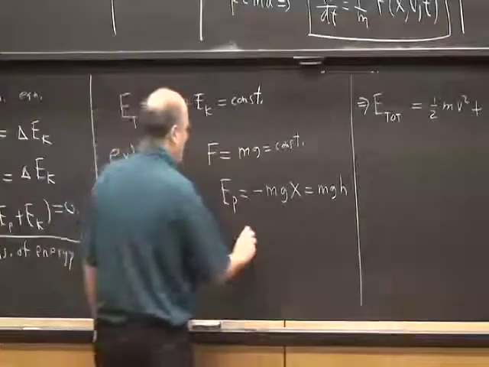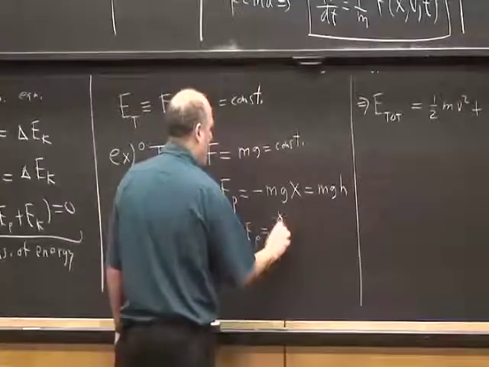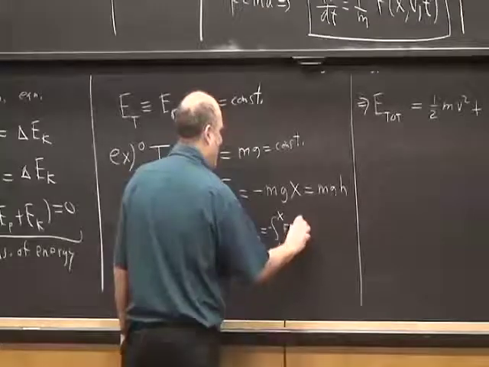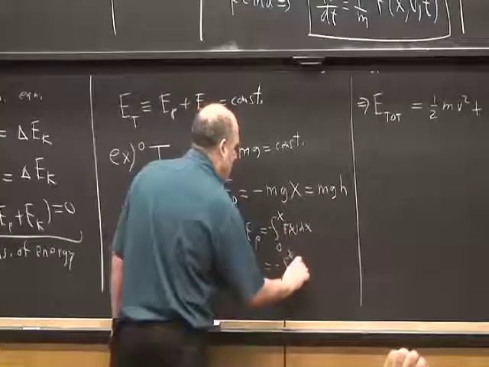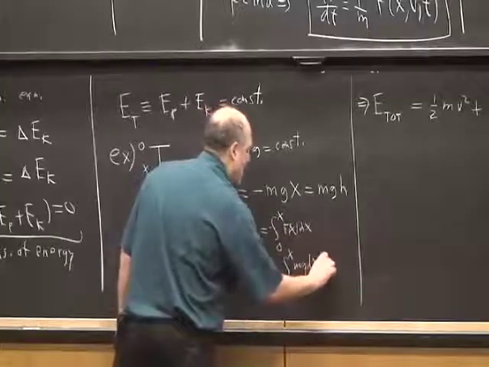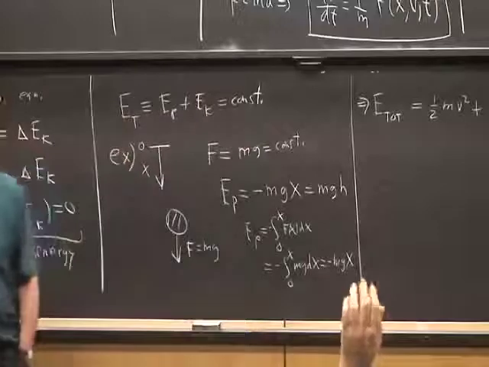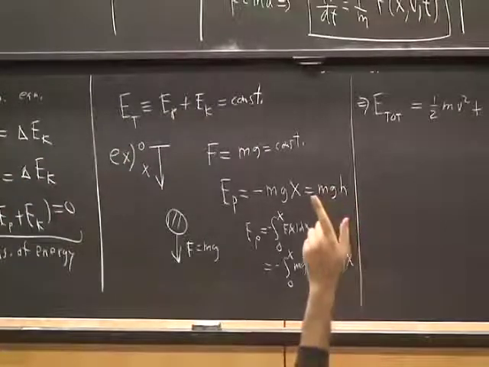But let me just write it out here. Potential energy is equal to the integral from 0 to x of minus f of x dx. So this is equal to minus the integral from 0 to x of mg dx, which is equal to minus mgx. There's no constant left over in that. I don't know if that addresses your question or not.